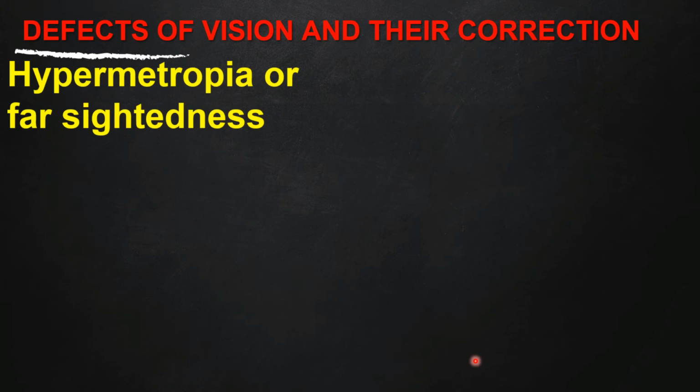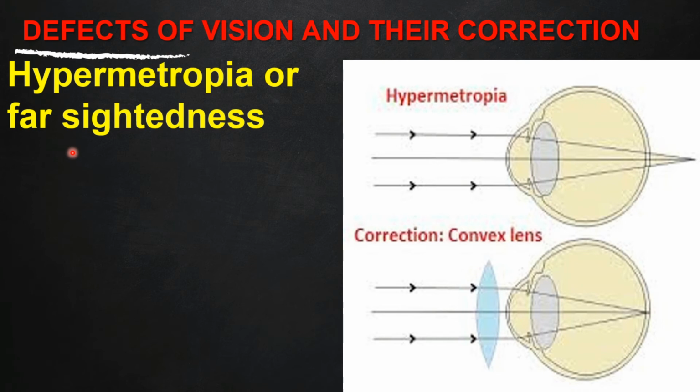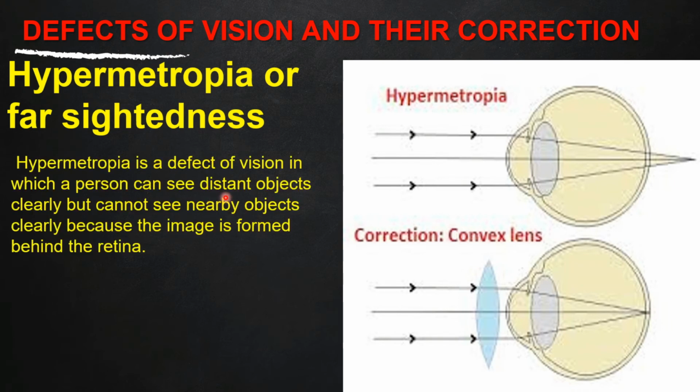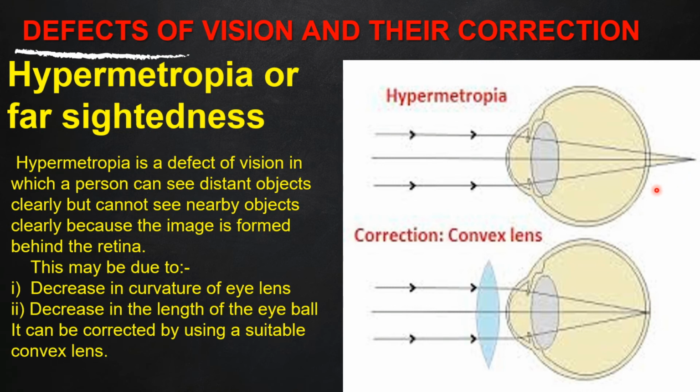Now next defect is hypermetropia, which is also called as farsightedness. In this, the person can see distant object clearly but cannot see nearby object clearly, because the image is formed behind the retina. So from the figure you can see the image is formed behind the retina over here. This may be due to decrease in curvature of the lens, that means the lens becomes thinner, or decrease in length of the eyeball. So it can be corrected by using a suitable convex lens.